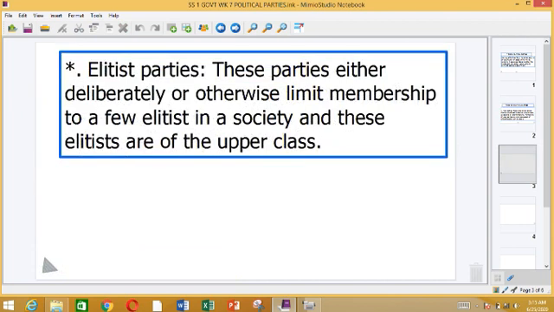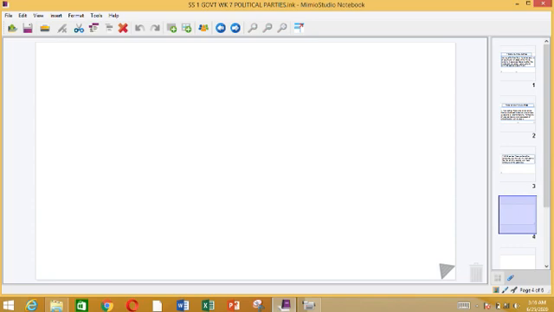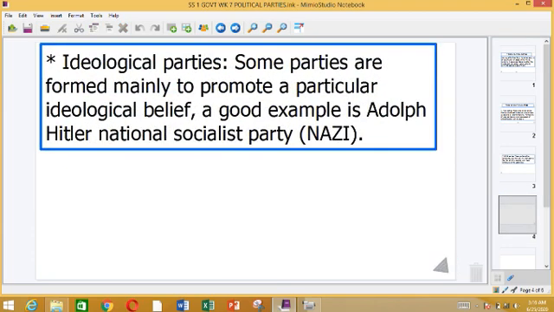We have elitist parties. These parties either deliberately or otherwise limit membership to a few elites in a society, and these elites are of the upper class. You can see that an elite political party is not open to all. It's only limited to few elites, those who are knowledgeable, and those of course who are at the upper class of the society. Now we look at another type of political party.